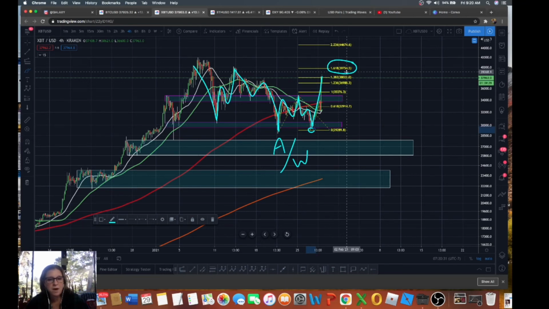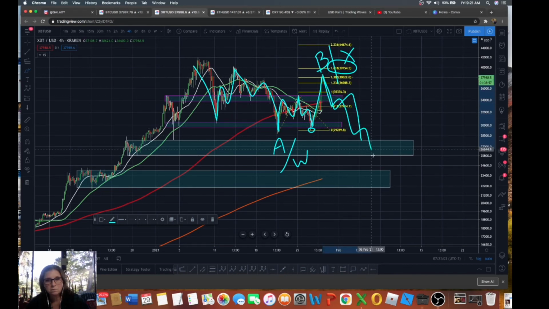So say we do not pass it and we stop here and we start correcting back down. This would turn into a B wave or an X wave. Then at that point, we have a 3, a 3, and then we will either come down with a 3-wave or we will come down in 5 waves. Depending on whether it's 3, that would be a Y, or we come down in 5 waves, that would be a C.